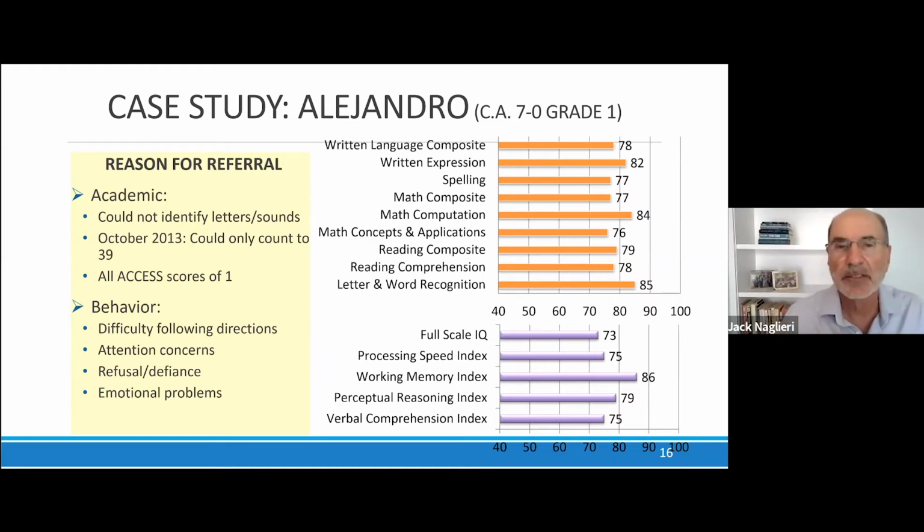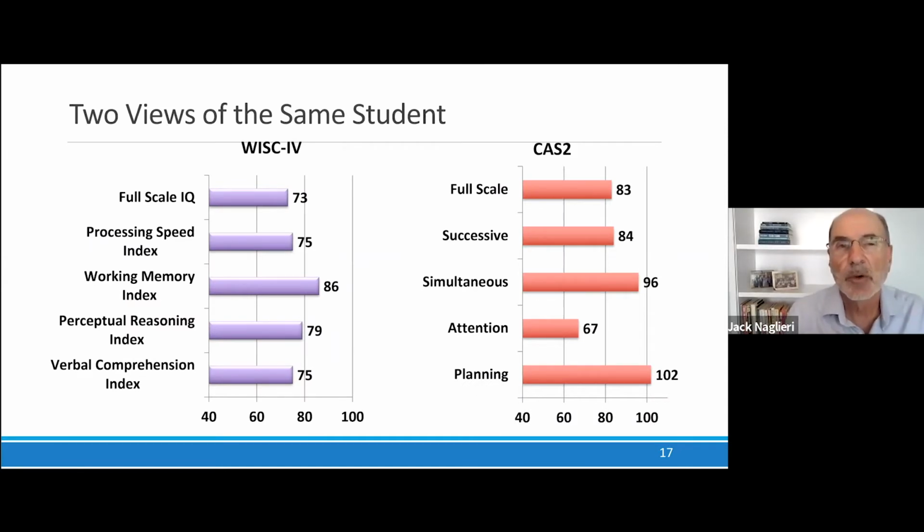But then Tulio gave him the CAS. And here's what he found. So Alejandro has a 102 standard score in planning, a 96 in simultaneous, an 84 in successive. So now we're getting kind of low, but a 67 on attention. Look at the different view of the same child because the tool changed. We went from a first to a second generation test. And now we say, wait a second, this boy has strengths, but we didn't detect them with David Wechsler's test. But we see them now, and that changes everything.